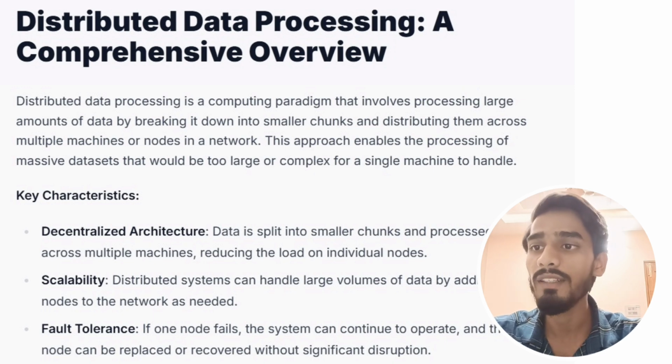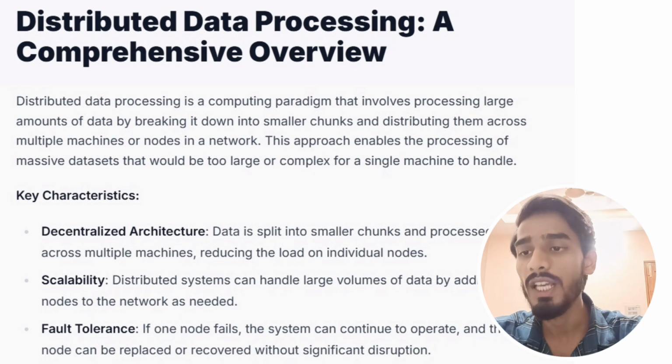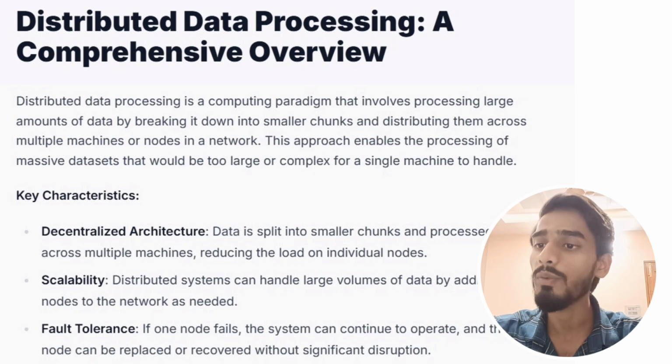Now let us discuss some key characteristics of distributed data processing. First is decentralized architecture. The data is split into smaller chunks and processed in parallel across multiple machines, reducing the load on individual nodes. Next is scalability. Distributed systems can handle large volumes of data by adding more nodes to the network as needed. Next is fault tolerance. If one node fails, the system can continue to operate and the failed node can be replaced or recovered without significant disruption.